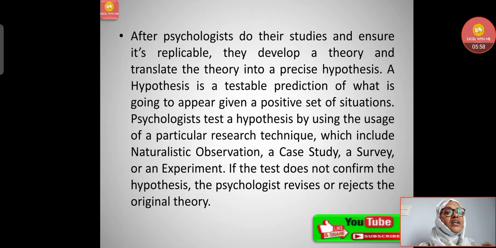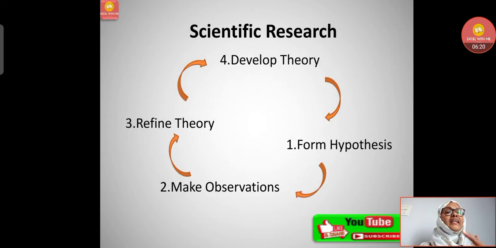If the test does not confirm the hypothesis, the psychologist revises or rejects the original theory. So this will be the solution at last. If they don't confirm the hypothesis, what will they do? They will revise once again, or they will reject whatever the original theory says. They will not accept the thing, they will reject. Now, in scientific theory, these are the 4 steps in general. First one is forming hypothesis, then make observations, then refine the theory and develop new theory. These are the 4 major steps in scientific research.